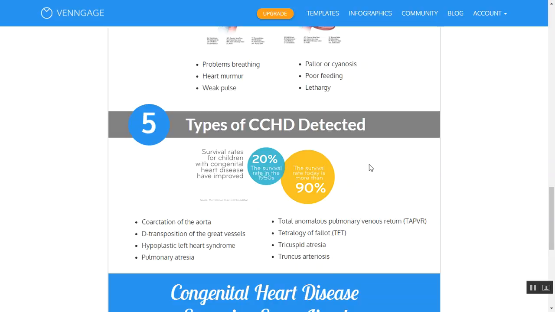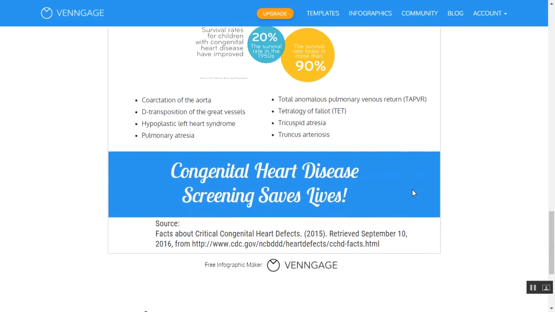Survival rates for children has improved dramatically over the last half of the 20th century and into the 21st century if the defects are detected. Congenital heart disease screening saves lives, so we need to make sure that every baby is screened before discharge from the hospital.